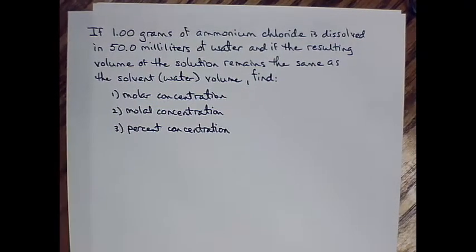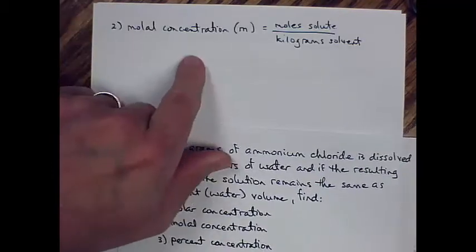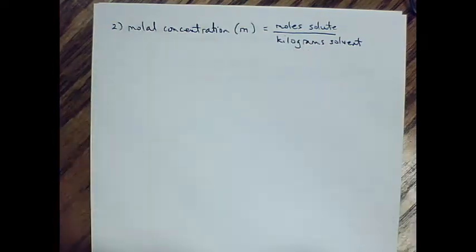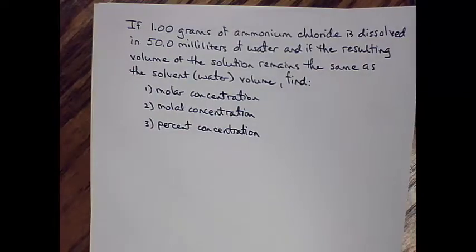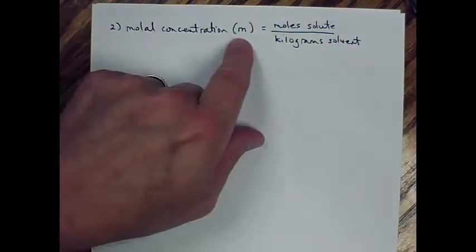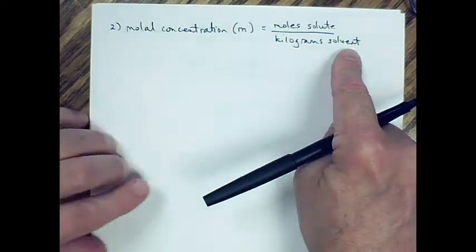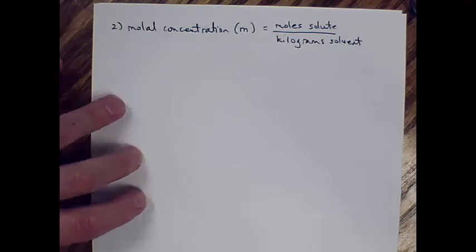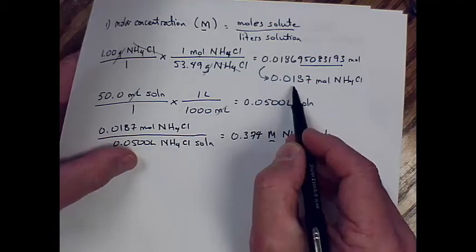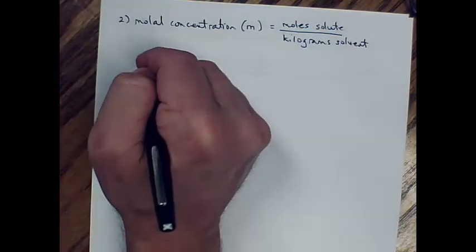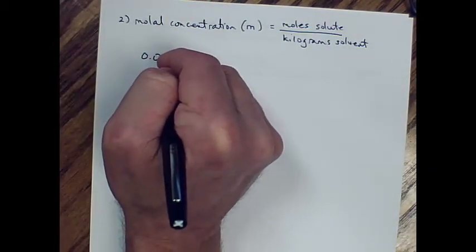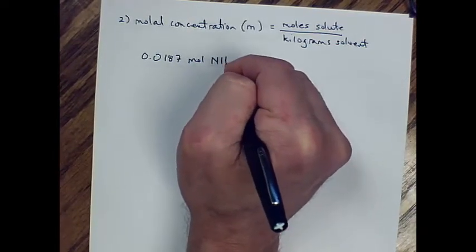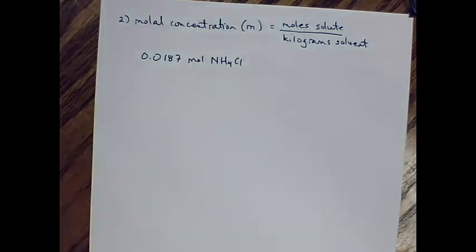Molar concentration is moles of solute over kilograms of solvent. So to solve this problem, we already have the moles of solute from the last problem. We found that it was 0.0187 moles of ammonium chloride. That's the part that goes in the top.